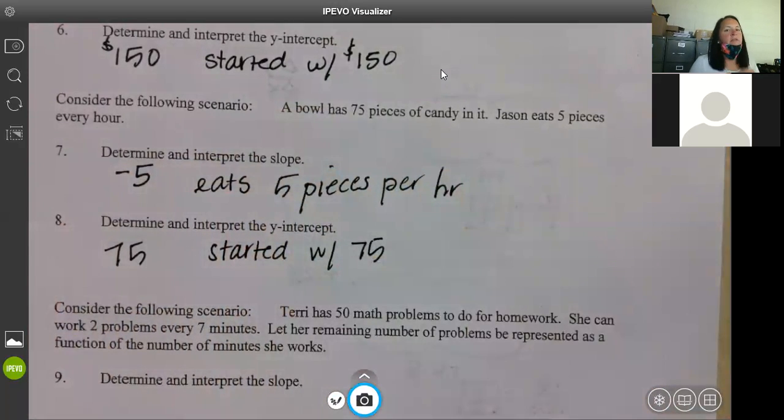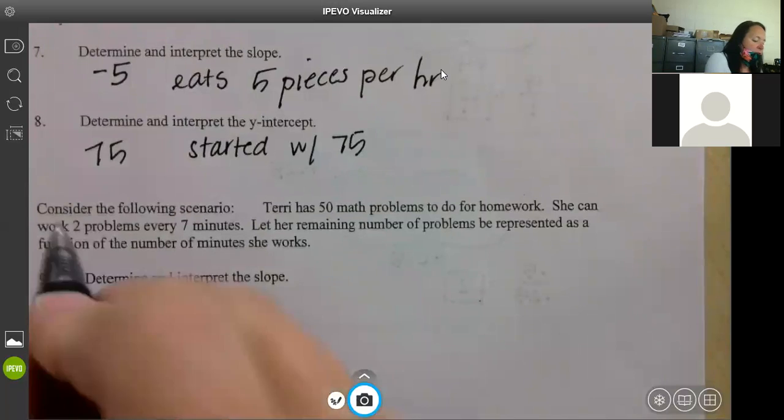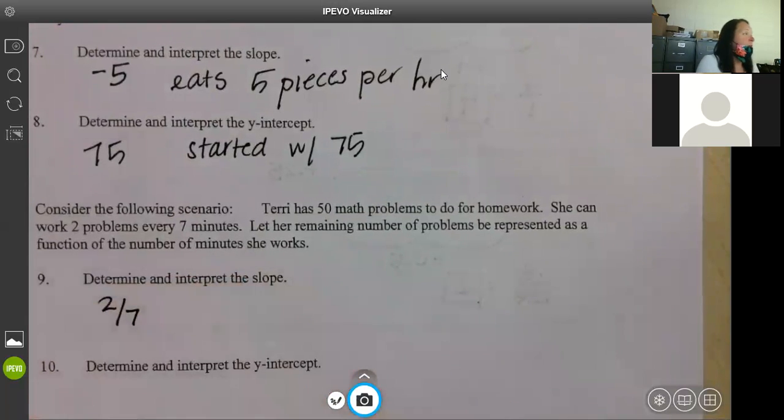Okay. And then one more just like it. Terry has 50 math problems to do for homework. She can work 2 problems, be careful about this, 2 problems every 7 minutes. Let her remaining number of problems be represented as a function of the number of minutes she works. So what's the slope? Be careful. She works 2 problems every 7 minutes. 2 over 7. Don't make it too complicated. It's not that hard.